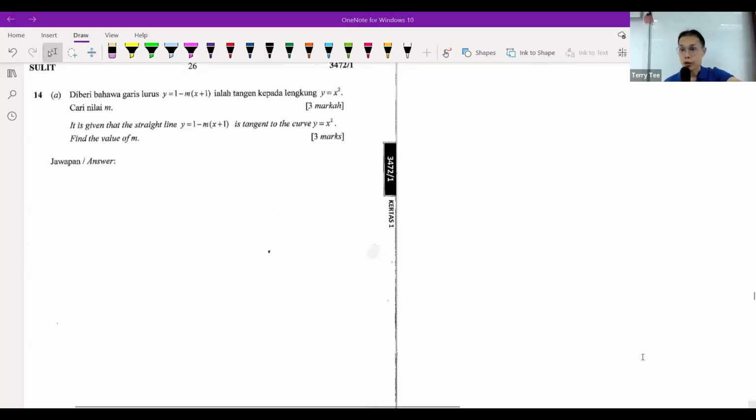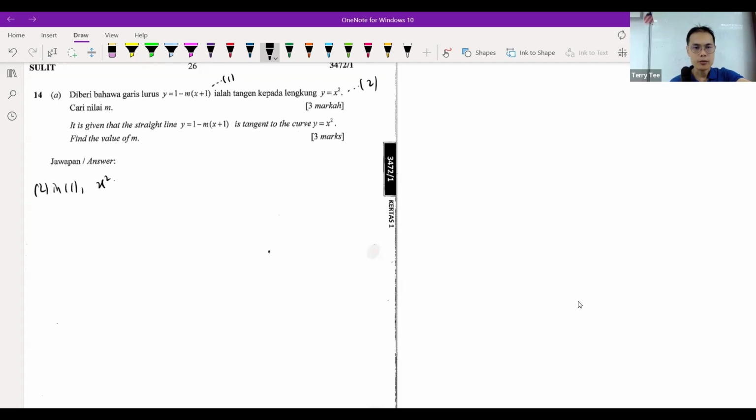Okay, moving on to question number 14. This is from Form 4, Chapter 2, quadratic function. Okay, you're given a straight line is a tangent to a curve, right? You can call this equation 1, call this equation 2. We sub 1 in 2 or 2 in 1. Maybe I put 2 in 1.